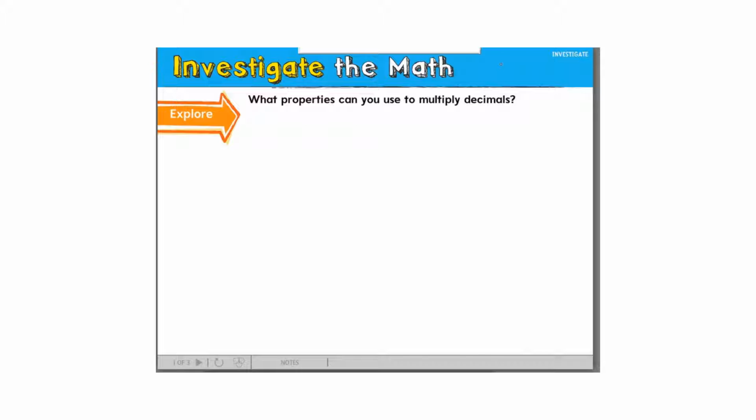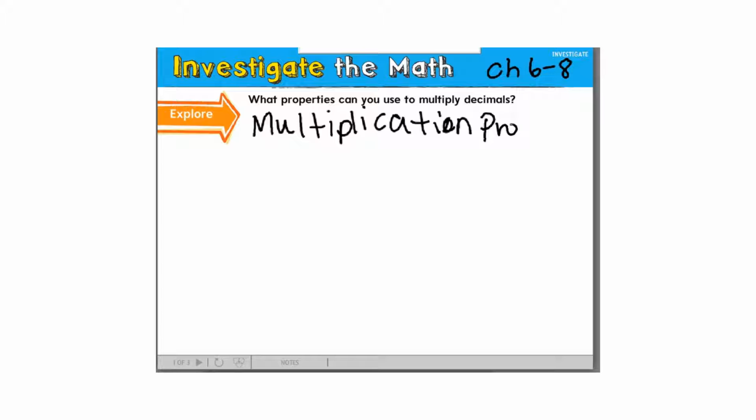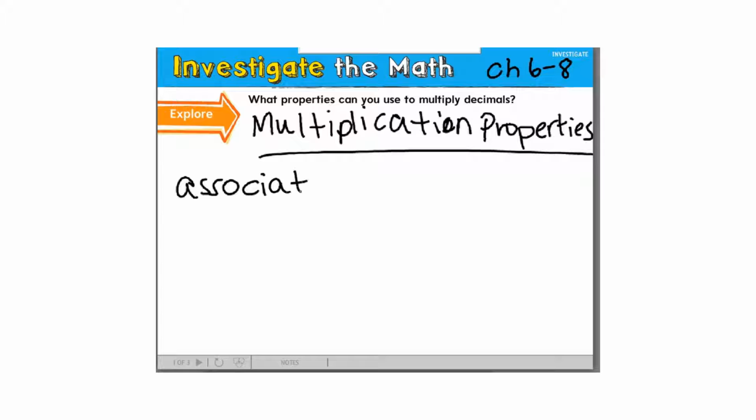For your notes, Chapter 6, Lesson 8 is called Multiplication Properties. Just like I told you at the beginning of this lesson, the addition properties and the multiplication properties are very similar to each other. So it doesn't matter if we're talking about decimals or if we're talking about whole numbers, the properties are the properties, that's it. So here's the first one I need you to write down into your notes. Write this down.